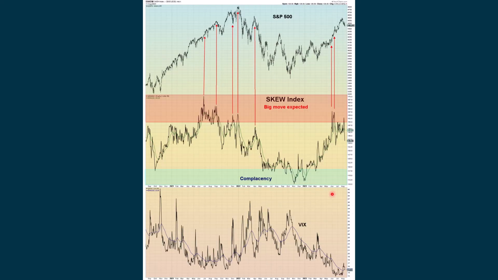Then we look at the skew index, and I did show this a time or two in the past week. We came up into this red area. This is another indicator based around the VIX, where the VIX measures things with at the money options. The skew index measures out of the money options, so we get a little bit different reading. When we get up into this red area, that means the market is expecting something.